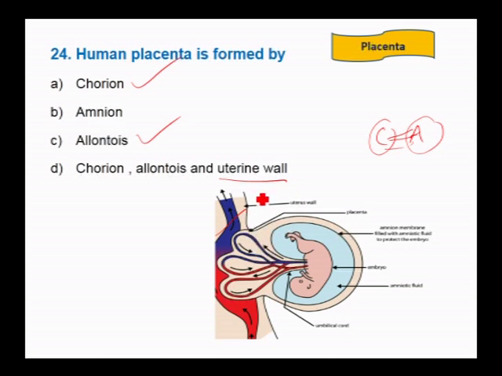It's the maternal part of the placenta. So therefore the right option is D, chorion, allantois and uterine wall.